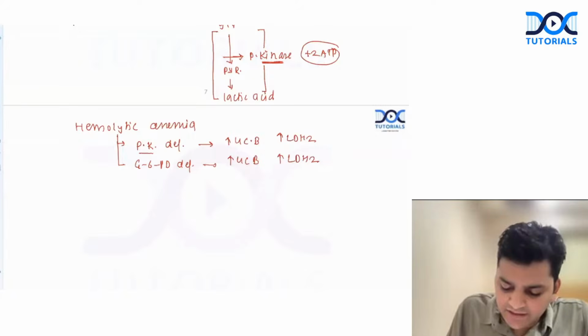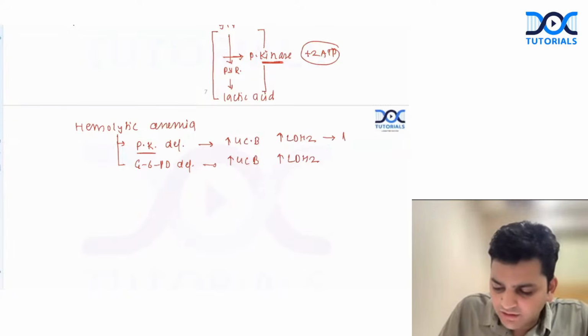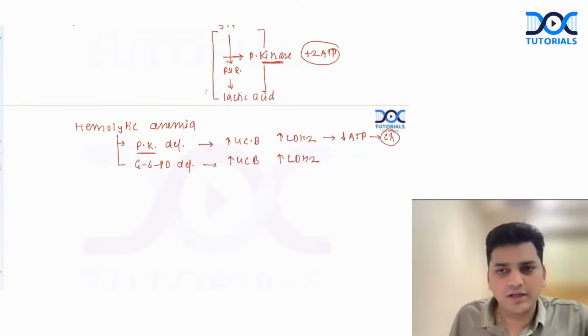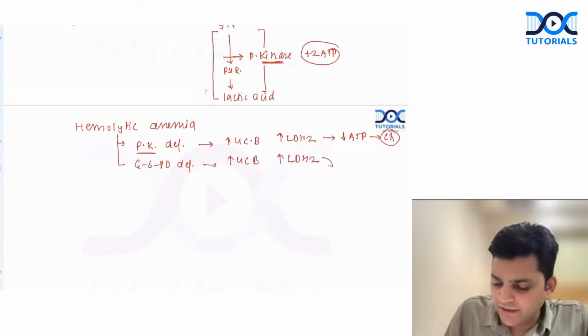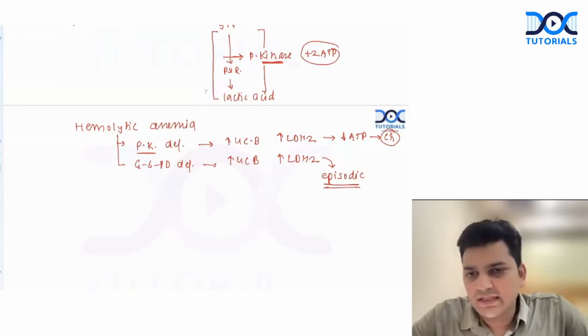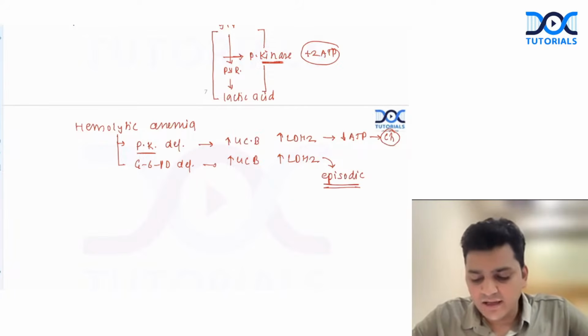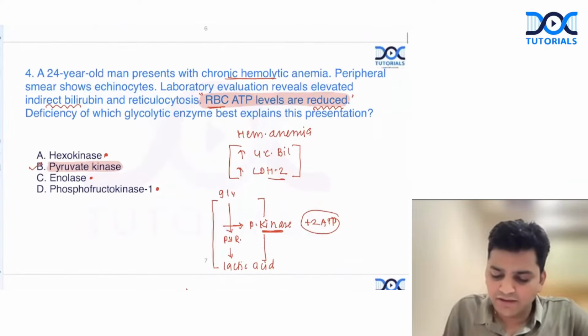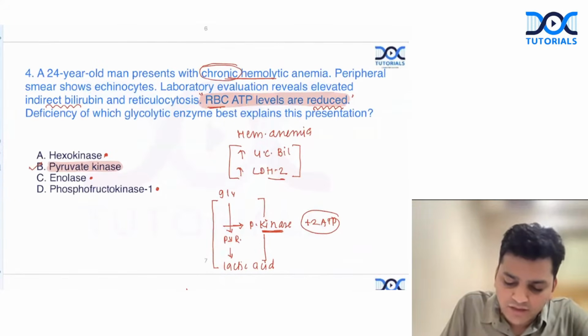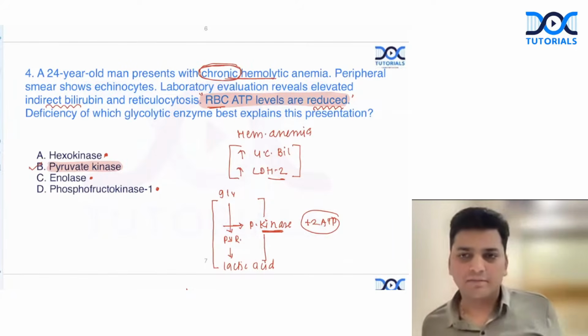In pyruvate kinase deficiency, the ATPs are not there, so the anemia is going to be a chronic anemia. Whereas in G6PD, it is going to be episodic anemia. Whenever the patient develops free radicals, he will have this problem. The G6PD is going to be episodic anemia after taking certain drugs or after having an infection. If the anemia is episodic, then it is going towards G6PD. And here they have clearly mentioned that this patient is having a chronic hemolytic anemia. So that is going towards pyruvate kinase deficiency.